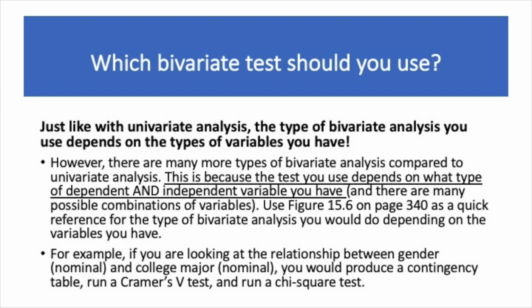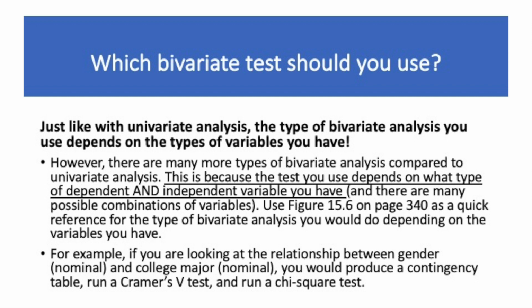Now, just like with univariate analysis, there are multiple types of bivariate tests. So the question becomes, which bivariate test should you use? Just like with univariate analysis, we determine what kind of bivariate test we're going to use based on the kinds of variables or the types of variables that we have. And remember those different types of variables. We could have interval ratio variables. We could have nominal, dichotomous, and ordinal.